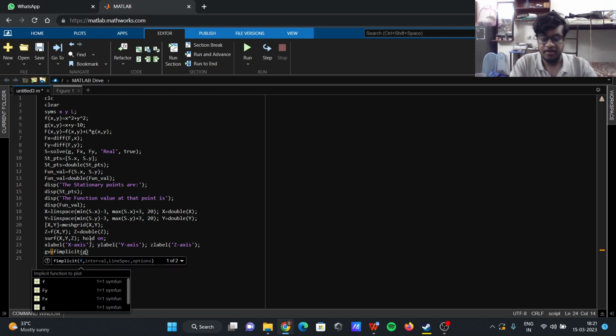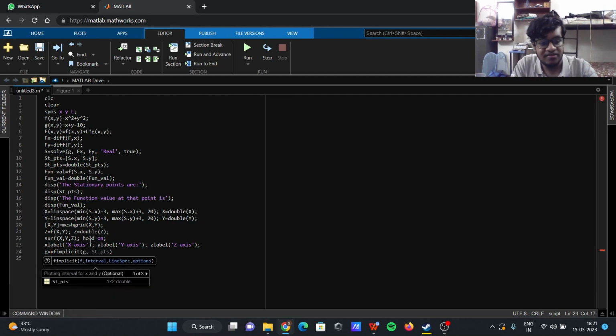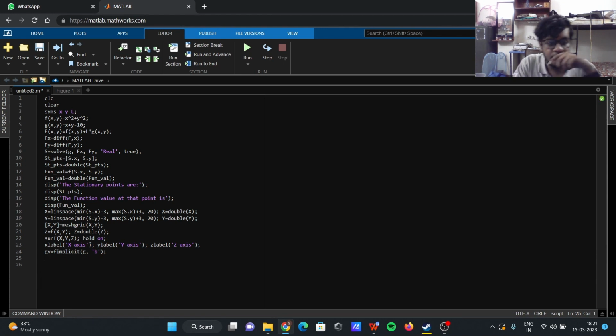And yeah, g. What this g says basically is that g is the function for which we are defining fimplicit, and slash b. Yeah, this is the graph attribute. This b means blue, basically, and x. Now, hold on. Remember, we need to do two hold ons on this, and they must be at the perfect location, otherwise the graph will be messed up.